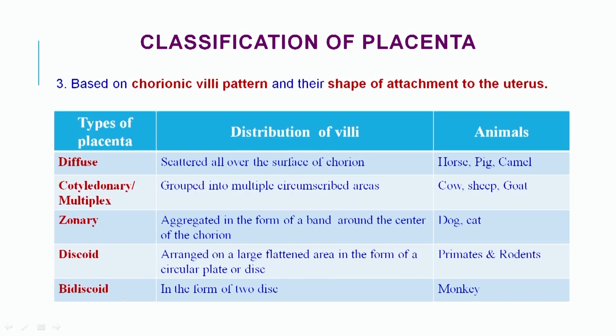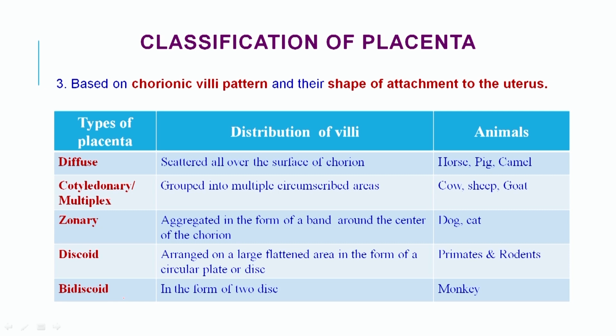On the basis of the chorionic villi pattern and the shape of attachment to the uterus, placentas are classified into the diffuse type of placenta, meaning the villi are scattered all over the surface of the chorion. This type of placenta is found in the horse, pig, and camel.